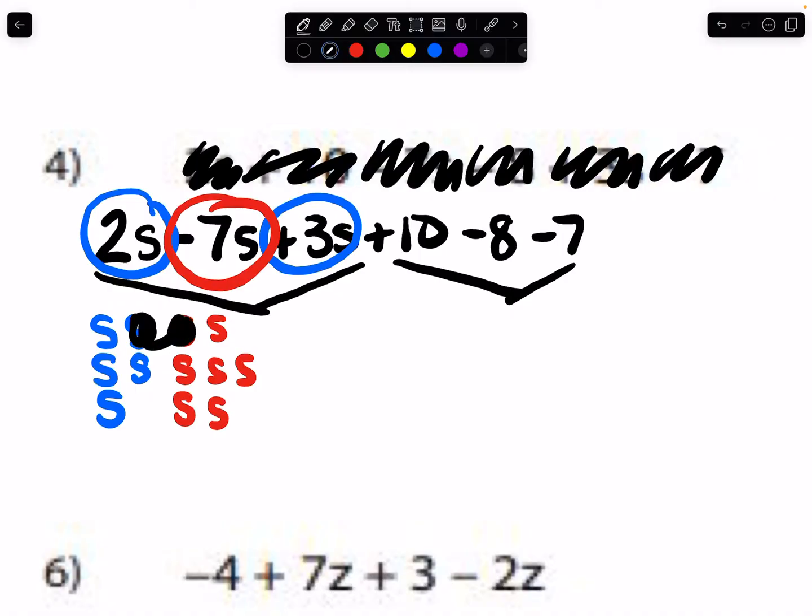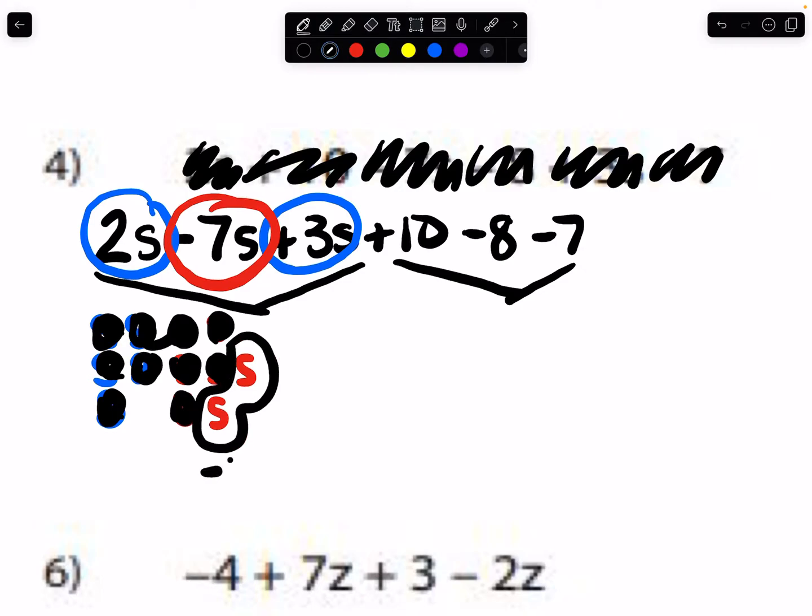So that goes with that. That goes with this. 0 pairs, 0 pairs. And what we have left, and another 0 pair. So what we have left is 2 red s's, which means negative 2s.